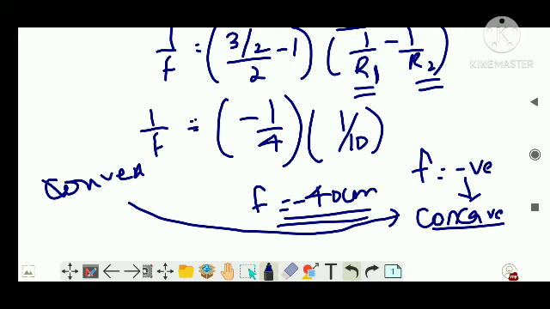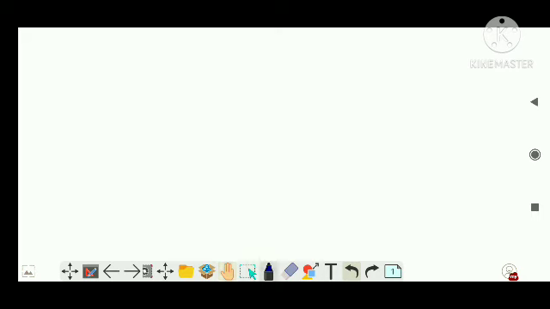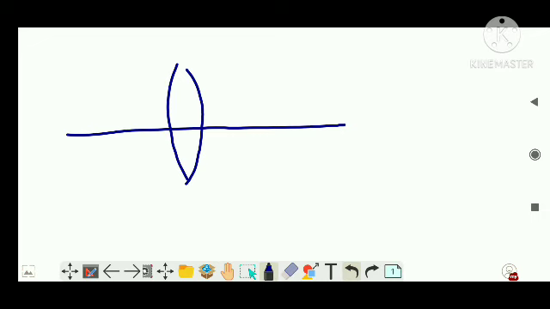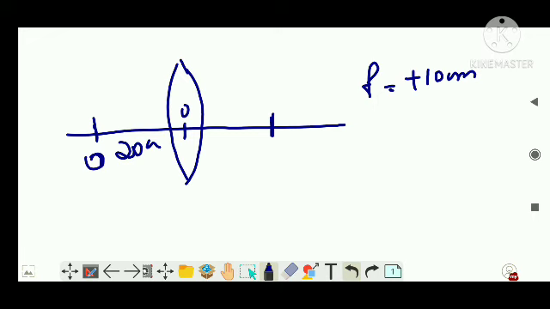Now similarly, let's move on to the next smaller question, because I want you to understand another concept. Suppose you are given a lens like this, on the principal axis. This is the optic center, and this is the object, let's say 20 centimeter away from the optical center. Now let's say the focal length is given as plus 10. Obviously it is a convex lens, so focal length will be plus 10.